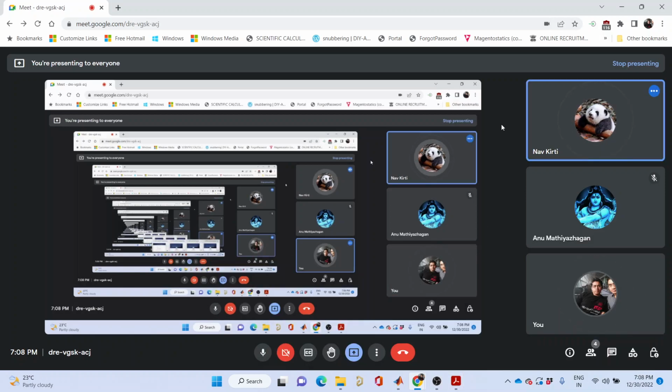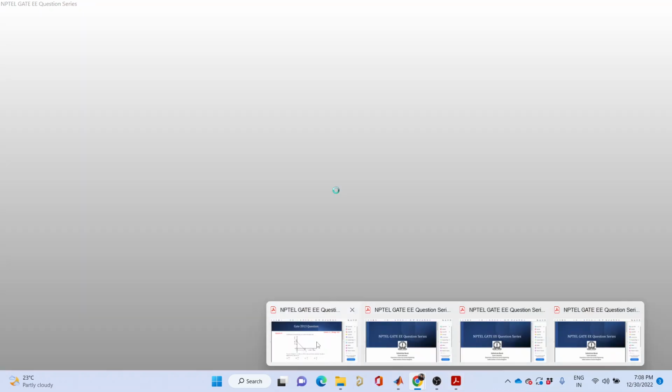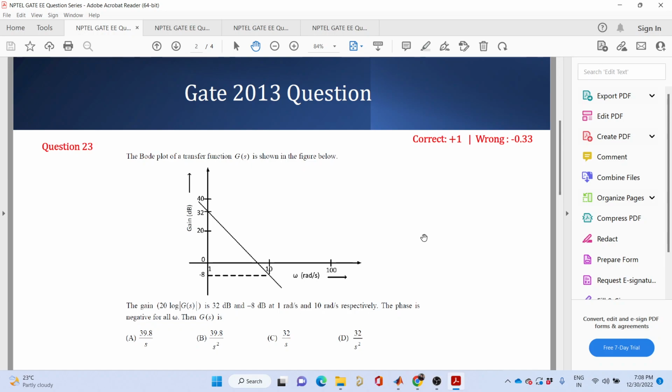It is a simple question, sir. I just tried to find the slope, because that's how I can determine whether it's S or S squared, and that's where I'm having the problem. So how are you finding the slope? Sir, as given, 20 log |G(s)| is equal to 32, and the other is minus 8 dB. So from that equation, but there I'm stuck. So what slope are you getting? Actually, sir, I was unable to solve.